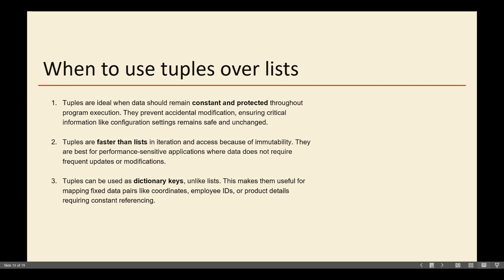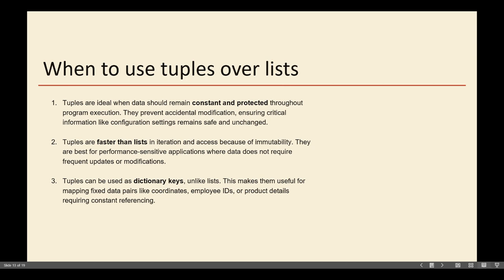Next is performance efficiency. Tuples consume less memory and offer faster iteration compared to lists. They are preferable when handling large fixed datasets where performance, lightweight storage, and speed are more important than mutability or frequent updates. Next is returning multiple values.